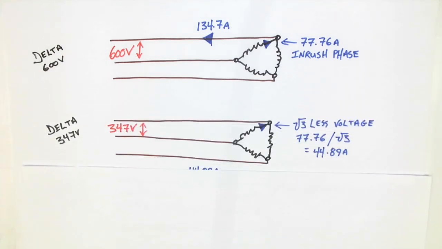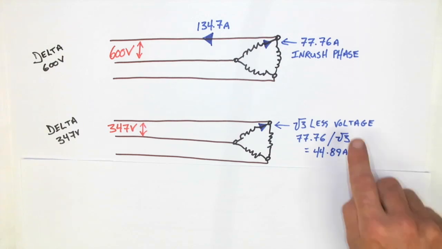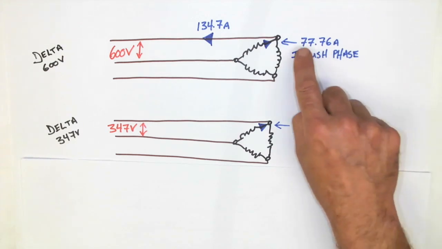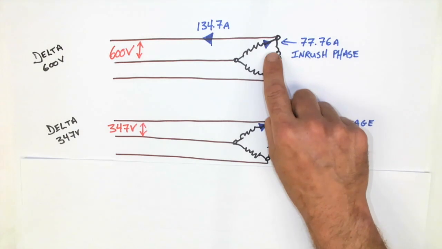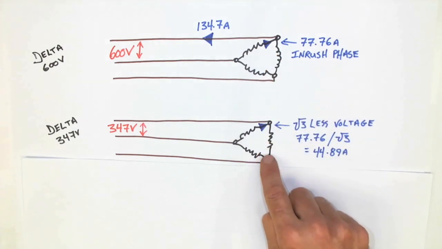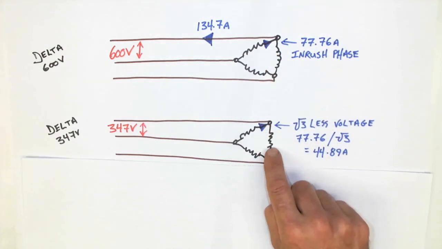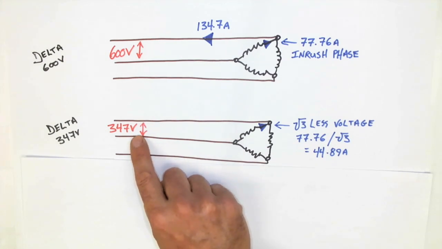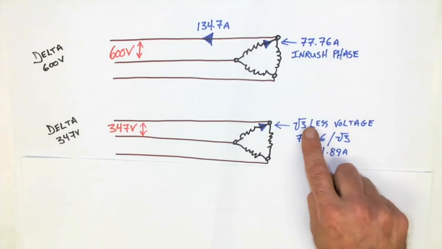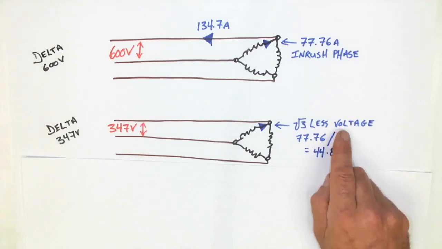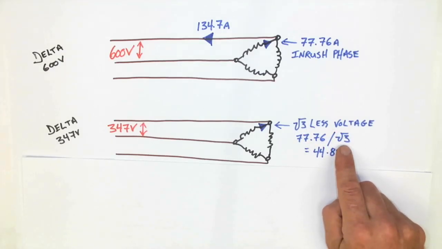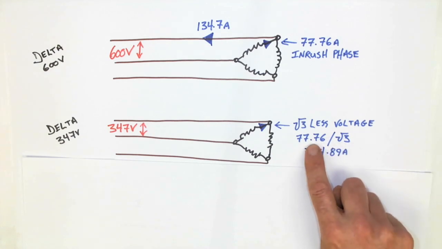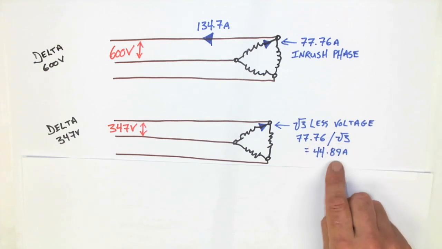And then what we did is we said, well, what if we were to reduce the voltage across this winding to a value that's √3 less? So let's say we connected it to a line voltage of 347. Well, in that situation, √3 less voltage would render √3 less current. So 77.76 divided by √3 would give me 44.89 amps.